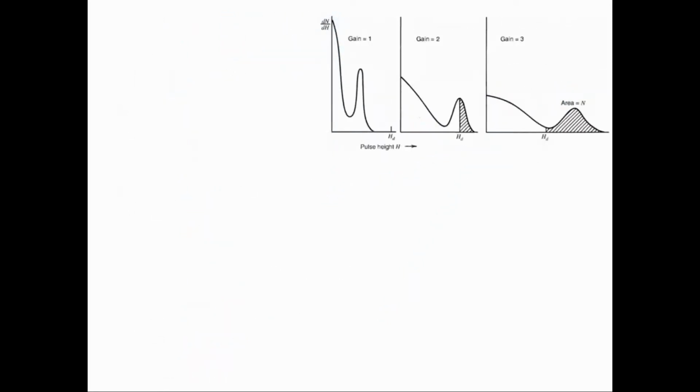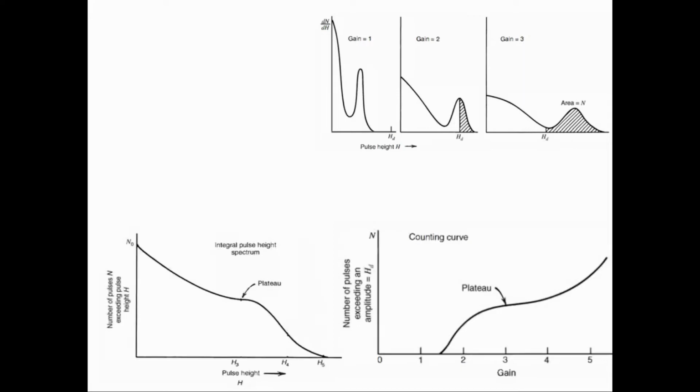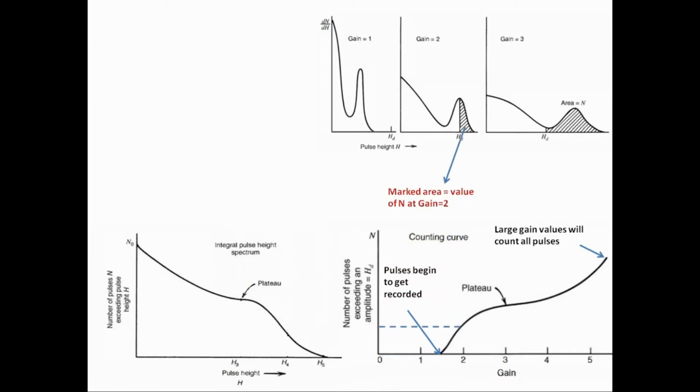An experiment can be carried out in which the number of pulses recorded is measured as a function of gain applied, sometimes called the counting curve. Such a plot is also shown here, and it in many ways resembles an integral pulse height distribution. We now have a mirror image of the integral distribution, because small values of the gain will record no pulses, whereas large values will result in counting nearly all the pulses. Again, plateaus can be anticipated in the counting curve for values of the gain in which the effective discrimination pulse height HD passes through minima in the differential pulse height distribution.